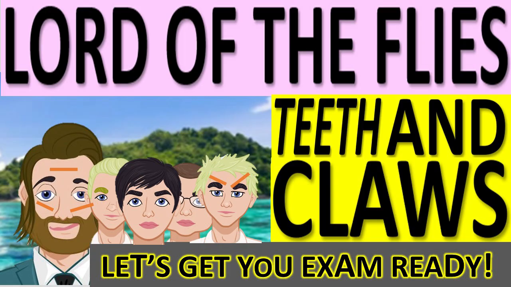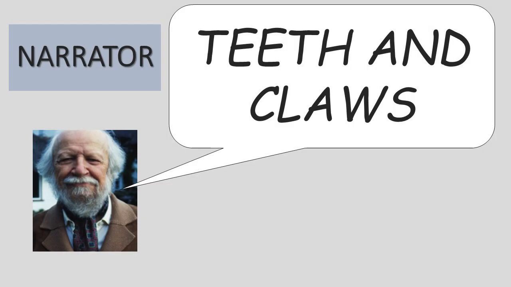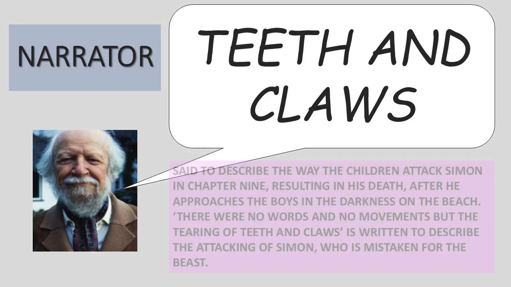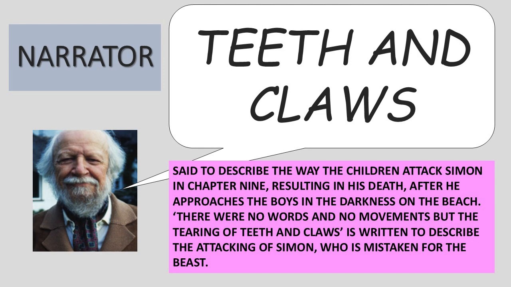Okay, my analysis of the key moment, "teeth and claws." Now, the first thing we need to do is think about where this appears in the text, the context of the quote. Now, this is said to describe the way the children attack Simon in chapter 9, resulting in his death after he approaches the boys in the darkness on the beach. "There were no words and no movements, but the tearing of teeth and claws" is written to describe the attacking of Simon, who is mistaken for the beast.